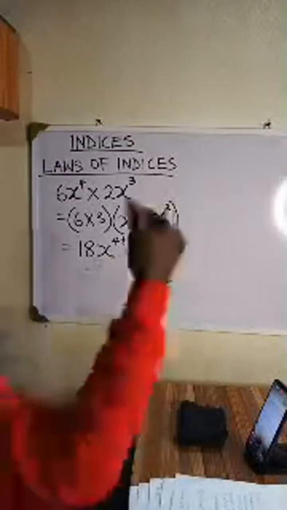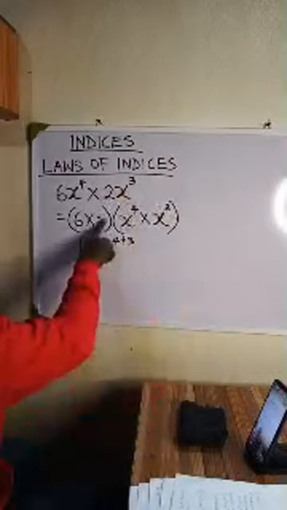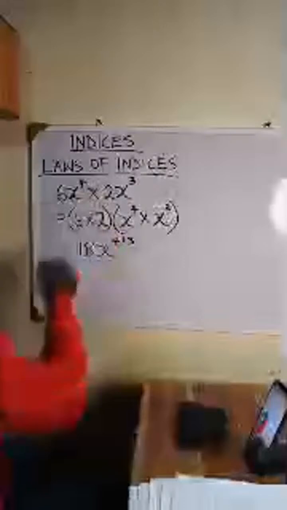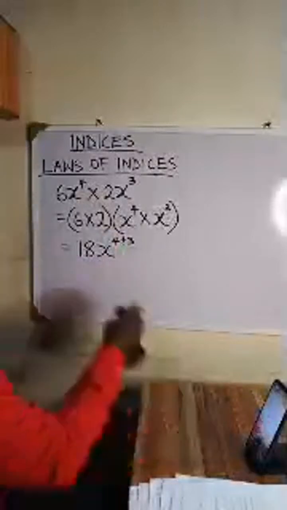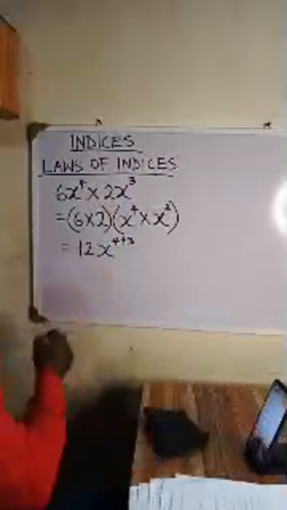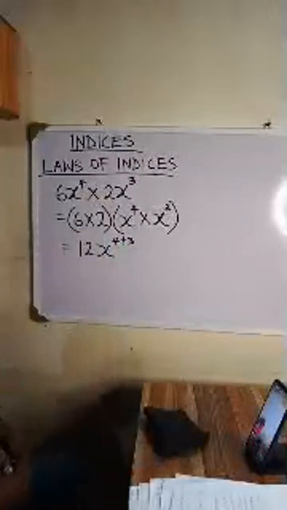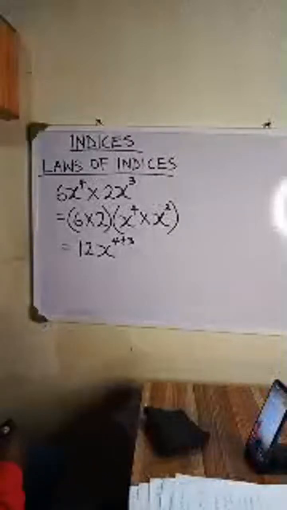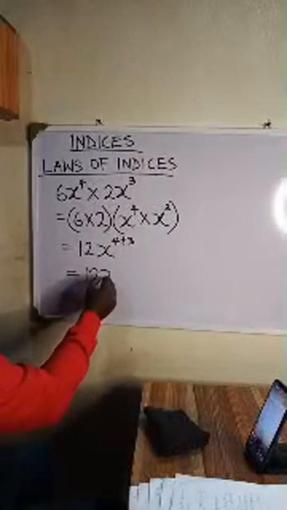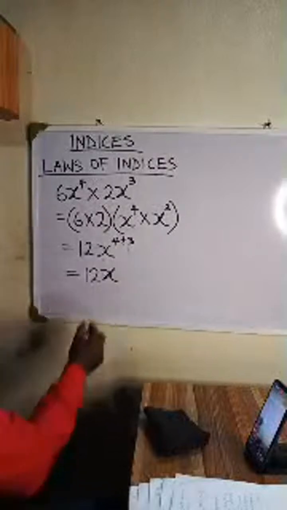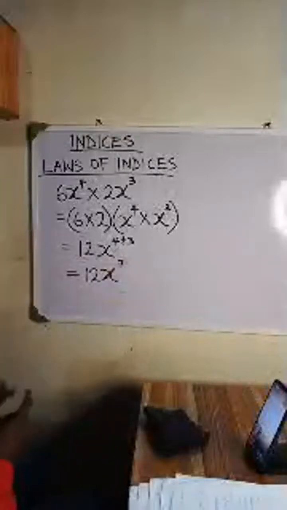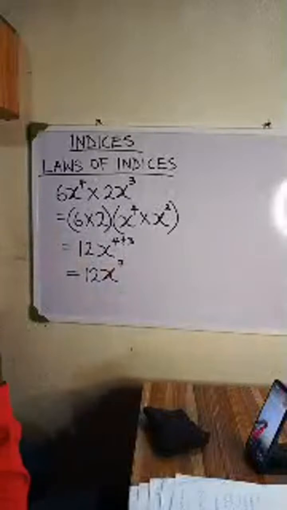I was considering this 2 there. So you have 2 here. So 6 times 2 gives you 12. Okay. So now you can just simply do 12x to the power of 4 plus 3, which gives you 7. And that becomes the answer.